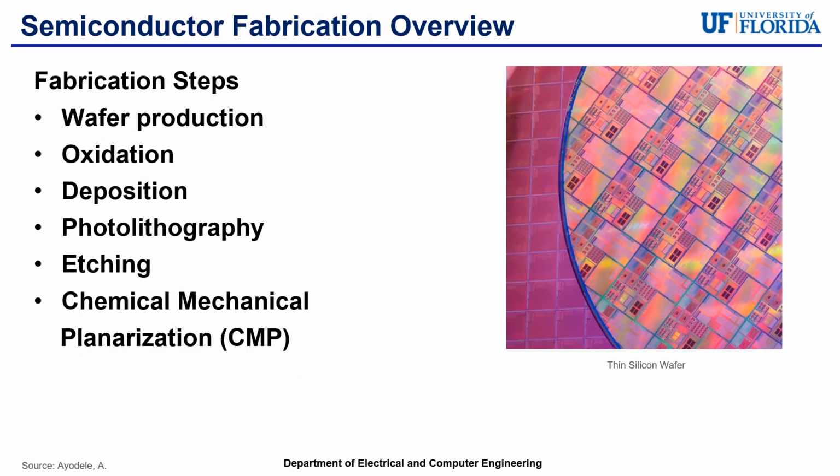Moving forward to the semiconductor fabrication overview. The main steps covered in this presentation for semiconductor fabrication will be wafer production, oxidation, deposition, photolithography, etching, and chemical mechanical planarization, also known as CMP.